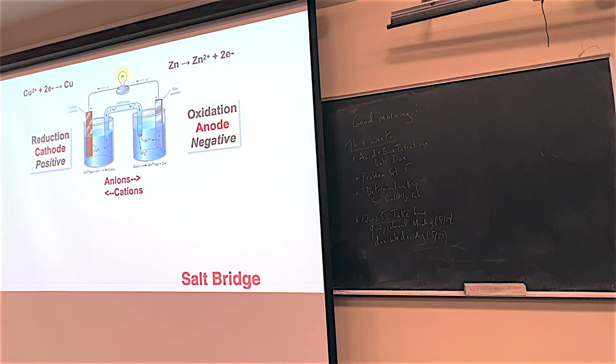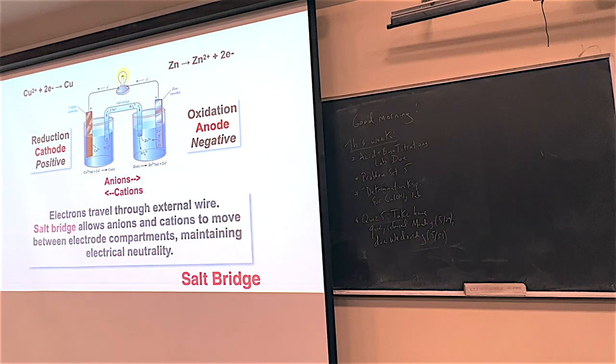oxidation and anode are both vowels, A-E-I-O-U. So A and O go together, the vowels. On the other side, R and C are both consonants, not vowels, all right? And they go together. So that's one way to help remember oxidation is anode, reduction is cathode.